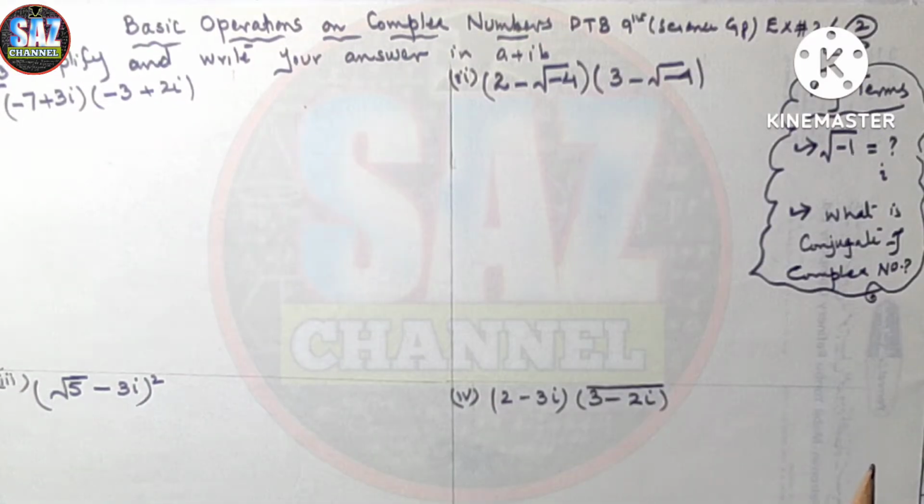Exercise 2.6, which is class 9th science groups Punjab textbook, and in this class we will be discussing question number 3 of the exercise, which is about the basic operations on complex numbers.